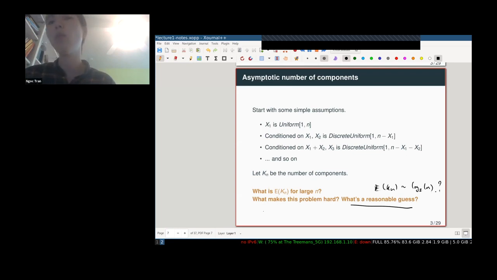But let's think a bit about why we couldn't have pushed that argument all the way through, right? Why are we still a little bit unsure whether that's the right answer? What makes this problem difficult? Why does the expected value of Kn seem difficult to compute?